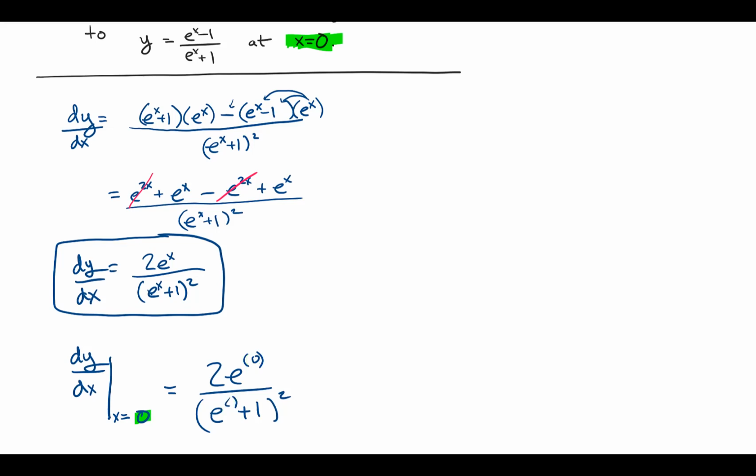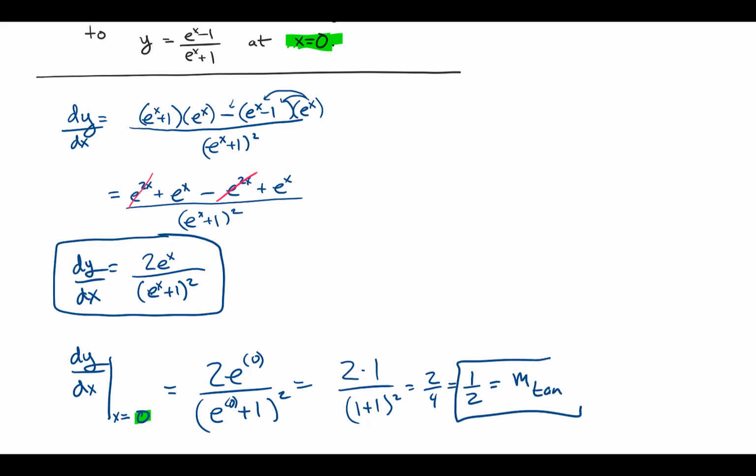And here we go, 0, 0. Anything raised to the 0th power other than 0 is going to be 1. So we get 1 plus 1 all squared, 2 over 4 is equal to 1/2, and that's also known as the slope of the tangent line.